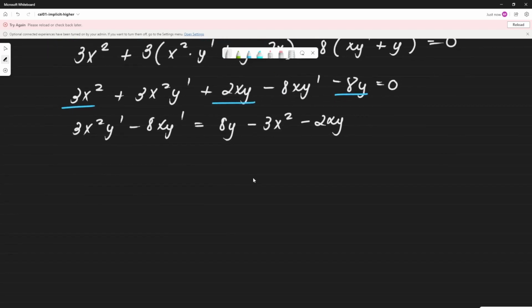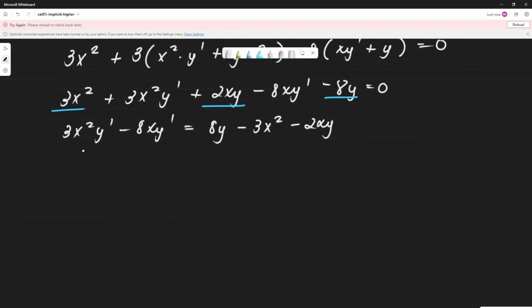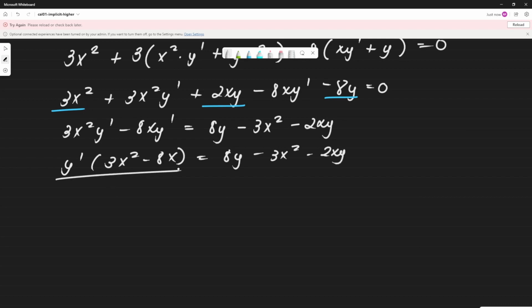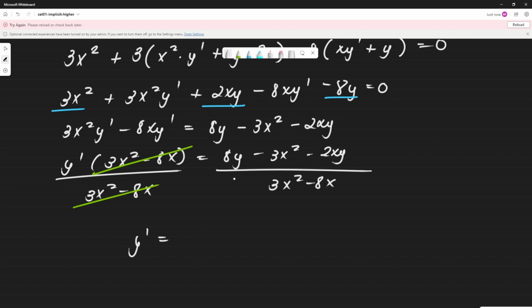Tapos, no? What are we going to do? We will extract muna natin or factor out muna natin yung y prime since common naman yung y prime. So, y prime times 3x squared minus 8x is equal to 8y minus 3x squared minus 2xy. Then, divide both sides by 3x squared minus 8x. Para ma-isolate natin yung y prime, no? So, cancel. Yan. So, therefore, we will have y prime is equal to, ayusin lang natin, no?